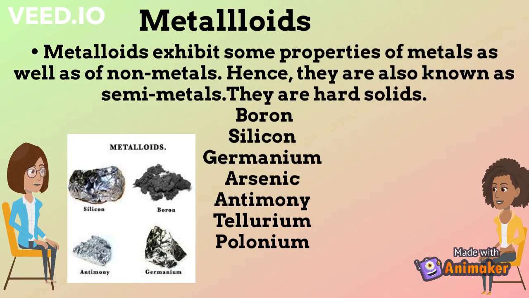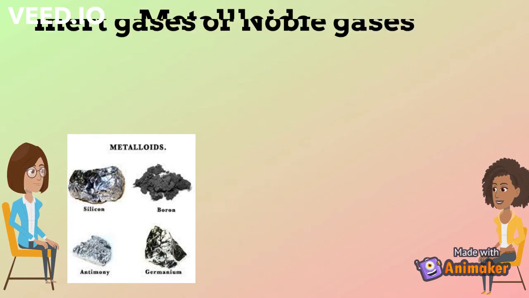Metalloids. Metalloids exhibit some properties of metals as well as of nonmetals. Hence, they are also known as semi-metals. They are hard solids: boron, silicon, germanium, arsenic, antimony, tellurium, polonium.